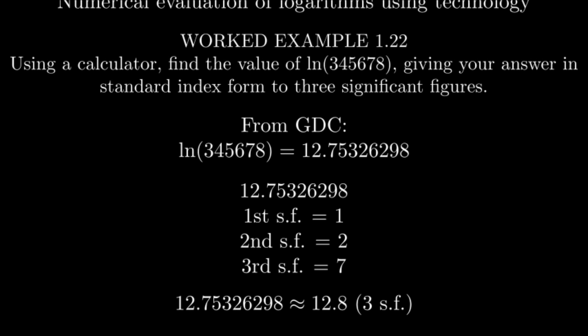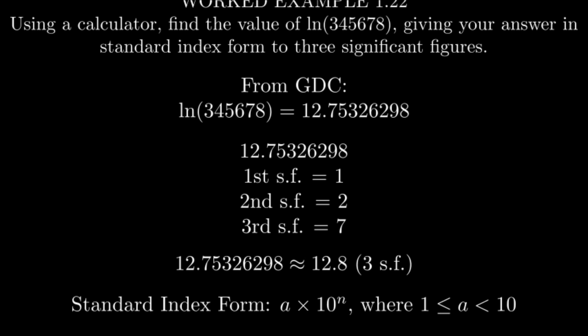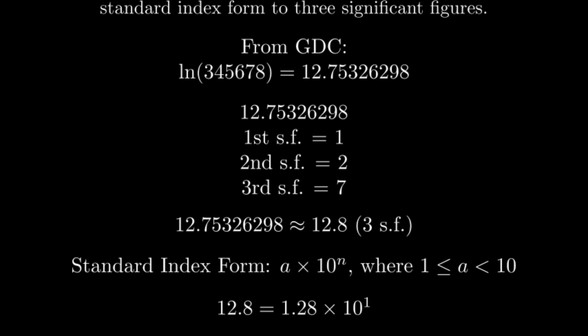Now for the second part of the answer, converting to standard index form, which is also known as scientific notation. Standard index form requires writing the number as a product of a number a between 1 and 10 and a power of 10. Our number is 12.8. To get it between 1 and 10, we need to move the decimal point one place to the left, making it 1.28. Since we made the number smaller by one factor of 10, we have to multiply by 10 to the power of 1 to keep the value the same. So 12.8 in standard form is 1.28 times 10 to the 1.